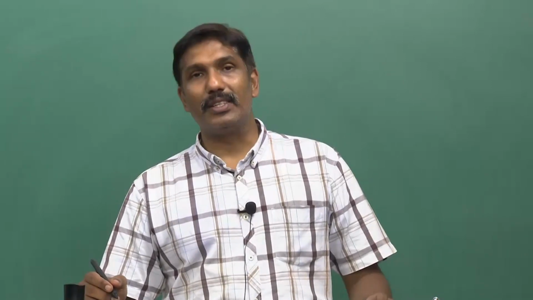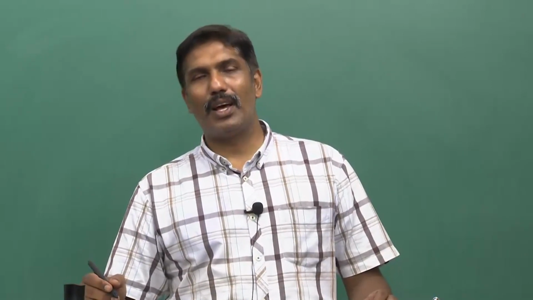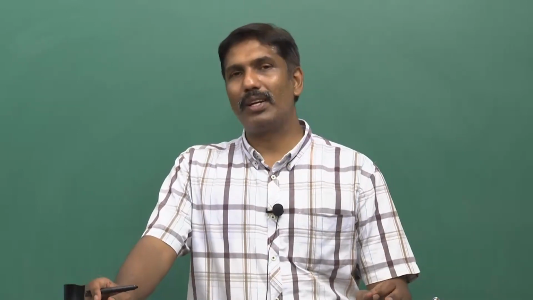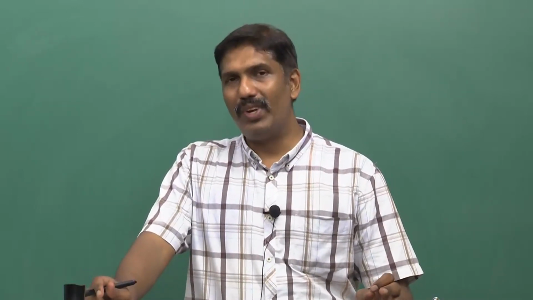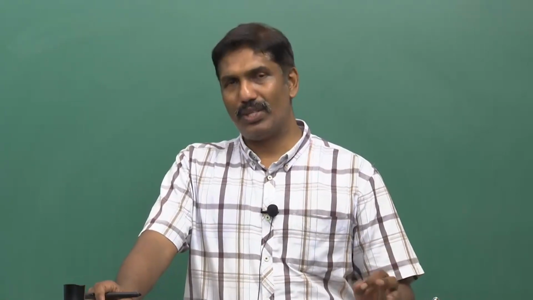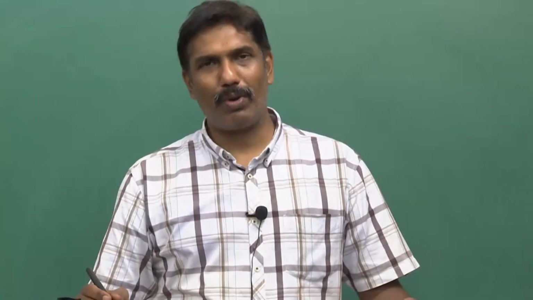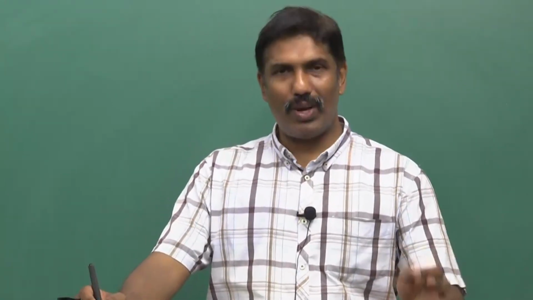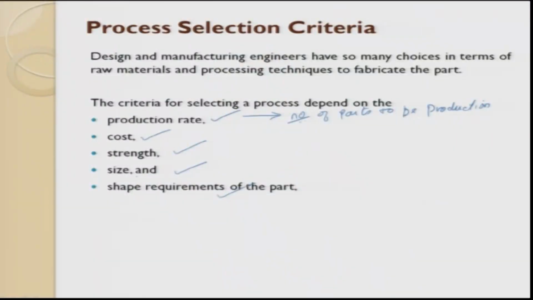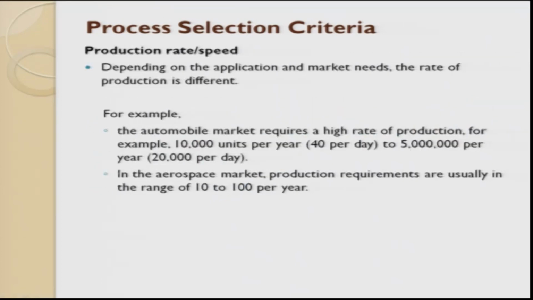Then comes the strength. Predominantly composites are used for structural applications. So, strength is an important criterion. For example, do we need a homogeneous strength property? Do you need isotropic or anisotropic property? Do you need quasi-isotropic? So, that all depends on the strength. And finally, the size and shape play a very important role. The shape can be complex or simple, and size talks about the dimensions.